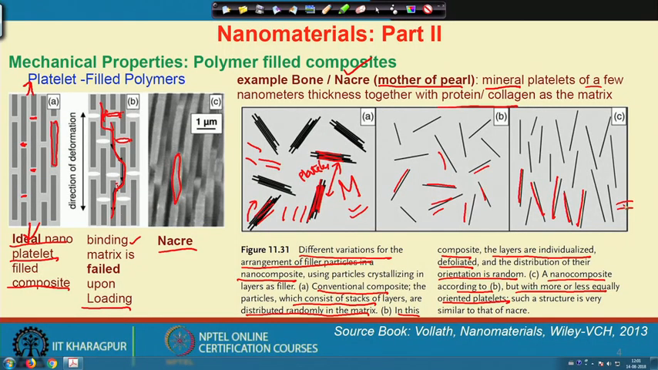But what is the reason for making such kind of aligned composite? Is there any benefit, compared to, let us say, a randomly oriented composite? And therefore, we need to see and discuss some of the fundamental aspects of it.